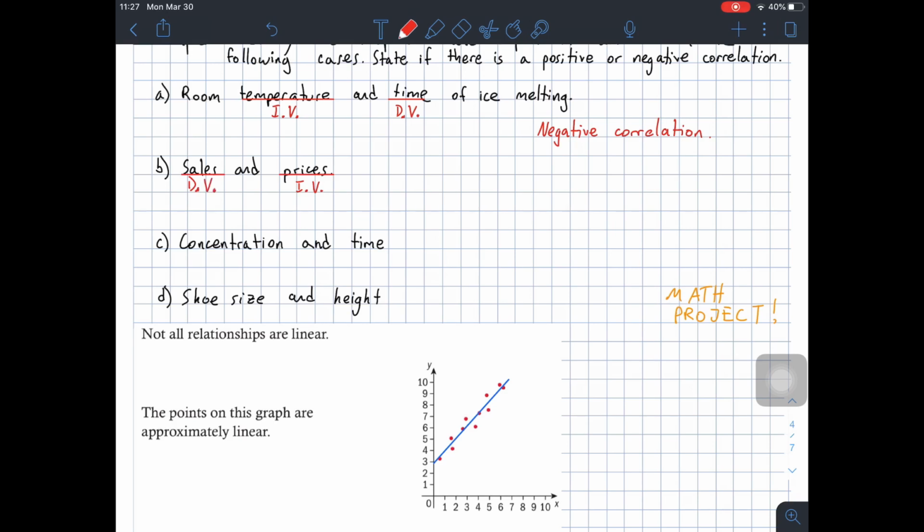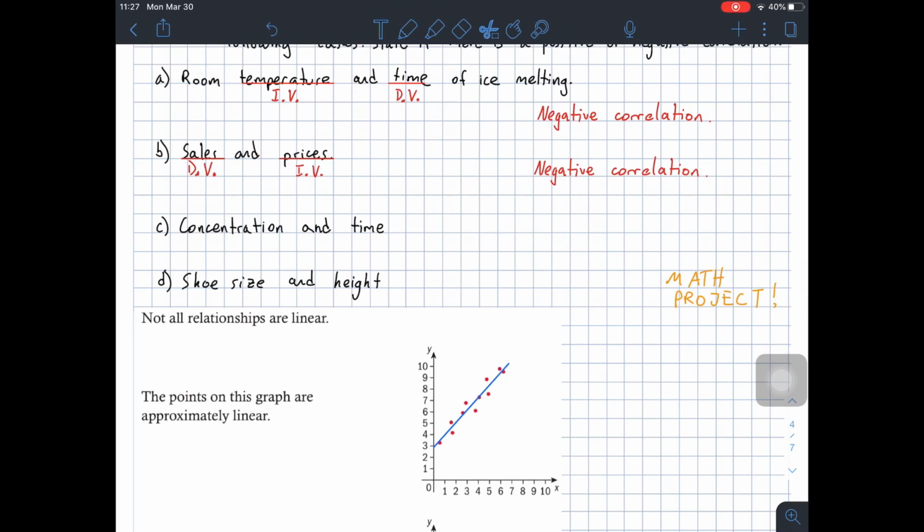Okay, so what is the correlation between the two? If I increase price, then the sales would decrease. Okay, so once again, we have a negative correlation. So I'm going to copy this. Negative correlation.